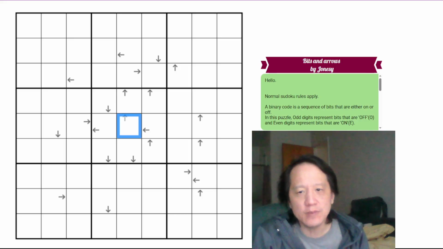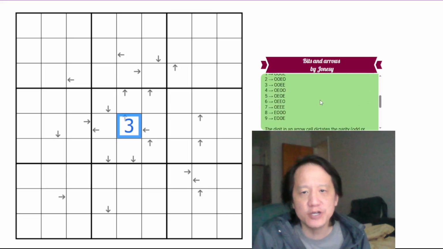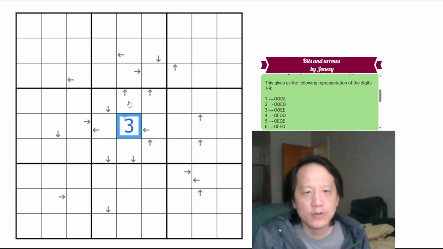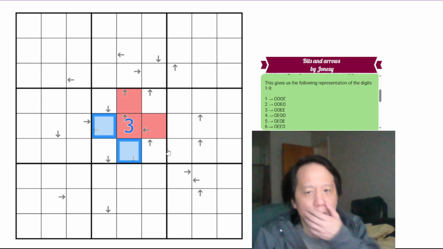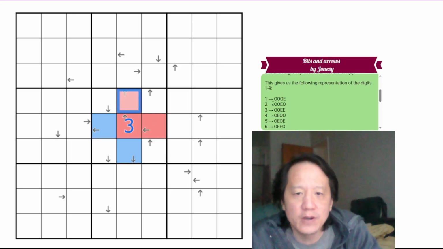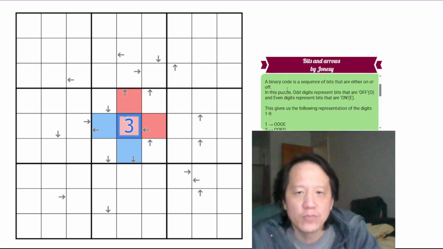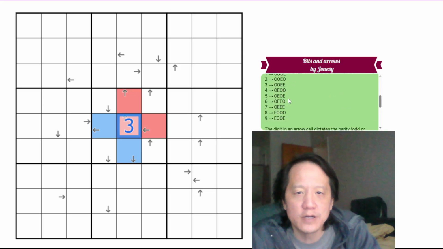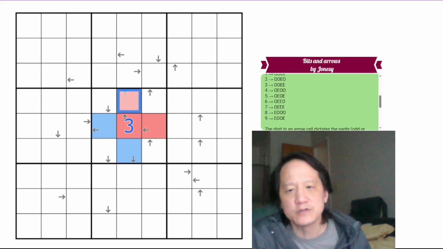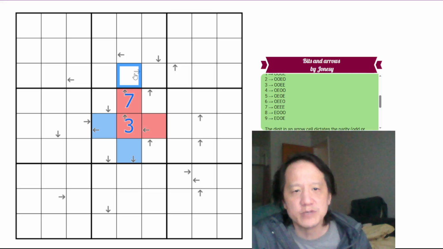Anyways, let's continue. 3. We have odd, and this is odd, and these are even. Okay. Odd digit with an odd digit in the third bit. Not 1, not 3, not 5. It could be 7, no 9. So it has to be 7, which makes that odd.